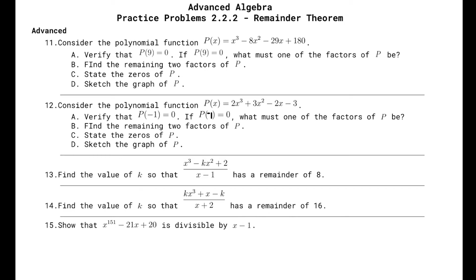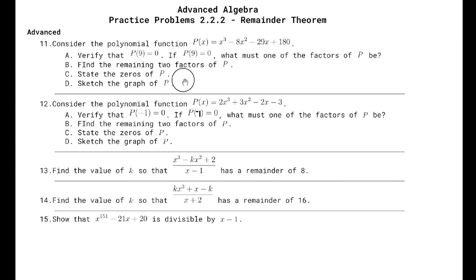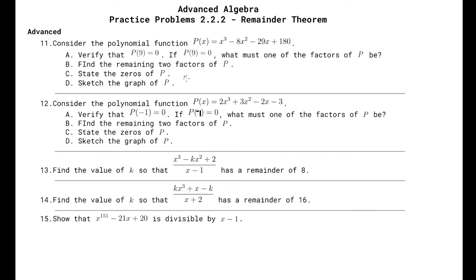says verify that p of 9 is equal to 0. If p of 9 is equal to 0, what must one of the factors of p be? All right, so all you really have to do for this one is plug in 9 to that equation. So if you did that for this first part, you'll notice that you do get p of 9 equal to 0. So that means the factor for this one, this is the beauty of remainder theorem, it tells you what the factor is right away, but the factor for this one would be x minus 9.